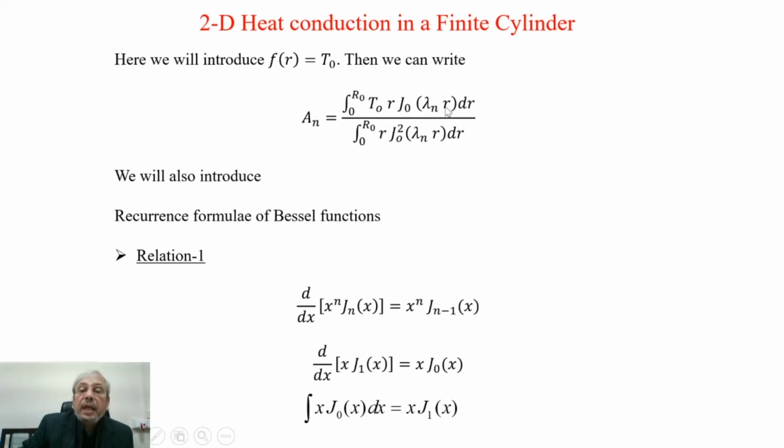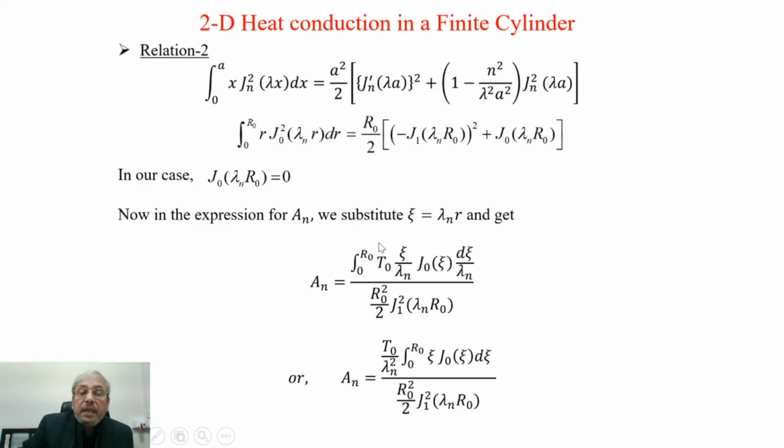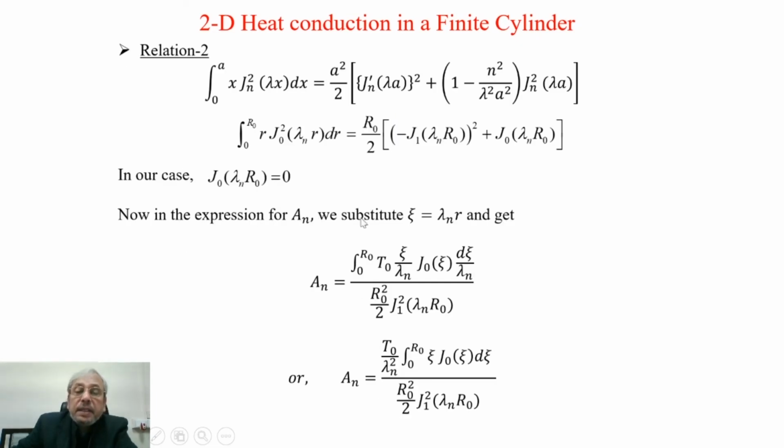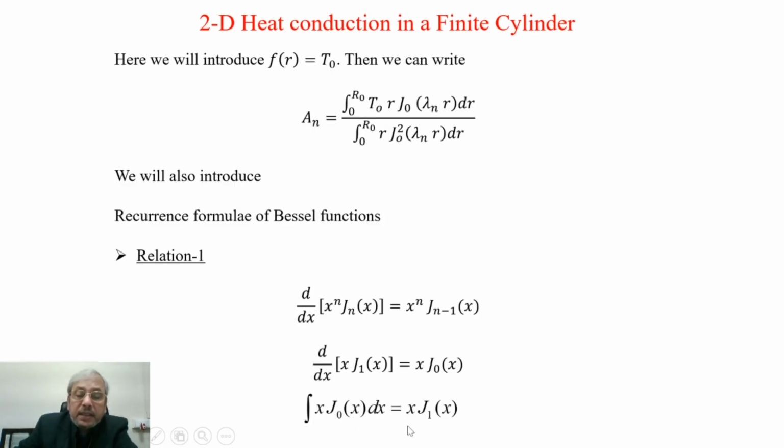Here, if we substitute lambda n into r as xi, we can write xi equal to lambda n into r. So a n equals 0 to R, this will be T naught, and lambda n into r is xi. So r is xi by lambda n, and J0 xi d xi divided by lambda n. So T naught divided by lambda n square will come out, 0 to R naught xi J0 xi d xi. So this exactly we can see matches with this recurrence relationship: x J0 x dx is x J1 x.